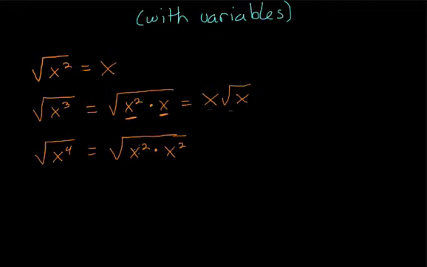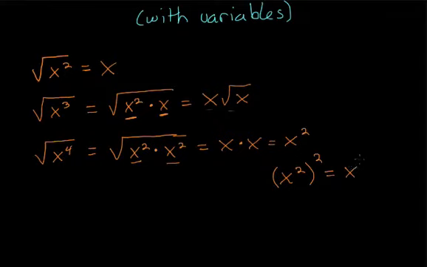So what's the square root of x squared times itself? Well, we know the square root of x squared is just x. And the square root of x squared is another x. So that leaves us with x squared. And sure enough, the square root of x to the 4th power is x squared. And why? Because what happens when you take x squared and you square it? Well, we know from our power of a power property that x squared squared is just x to the 4th. So this definitely fits our definition of square roots.